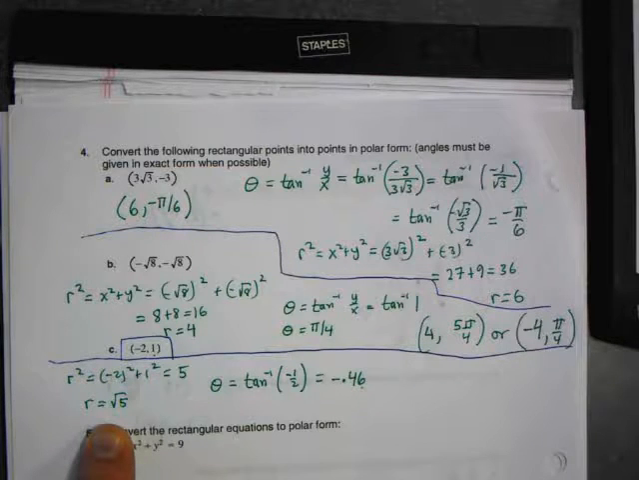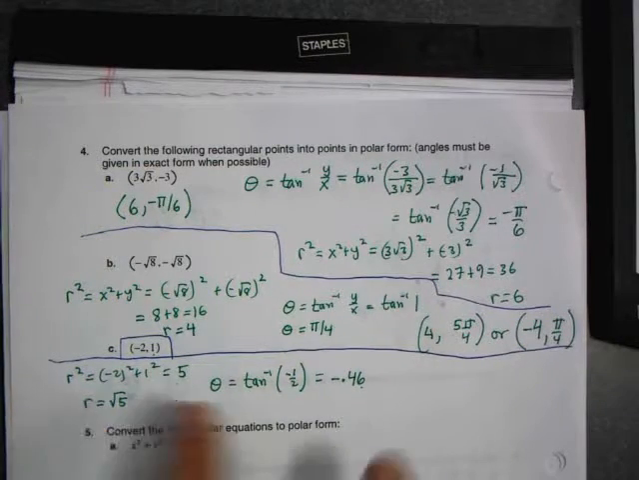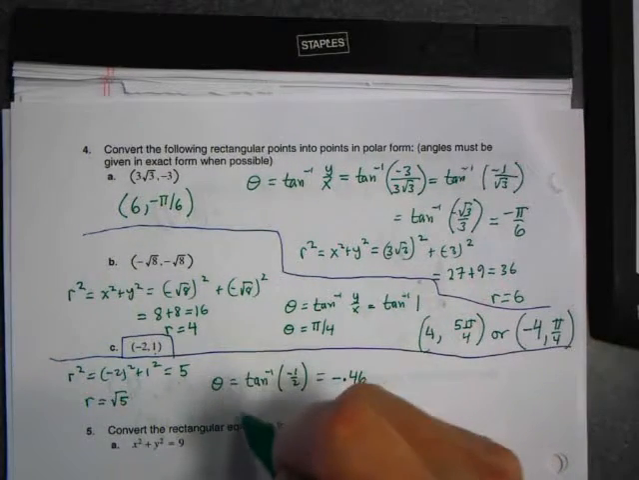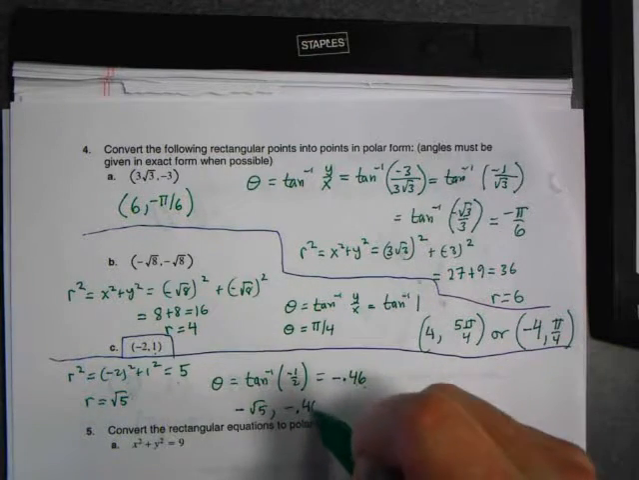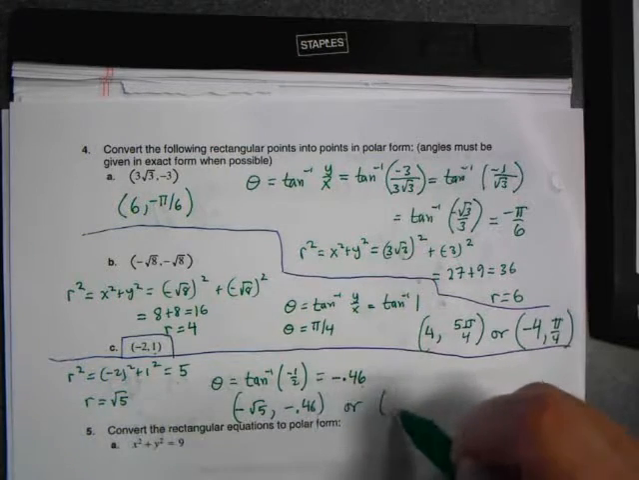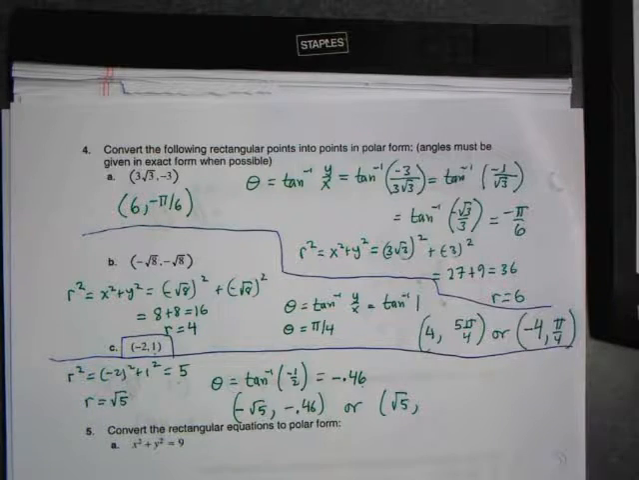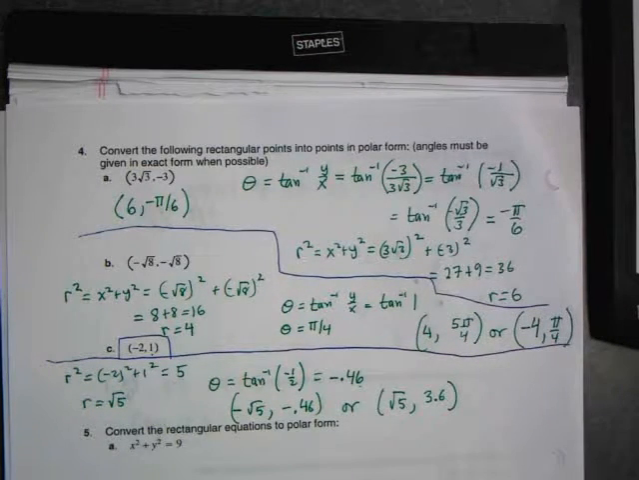I have two choices. I can make the r negative, or add pi to that angle. Neither one's too hard. So two correct answers: I would accept negative square root of 5, negative 0.46, or leave the square root of 5 alone and add pi: negative 0.46 plus pi, 3.14, is 2.68. So I would accept those two.